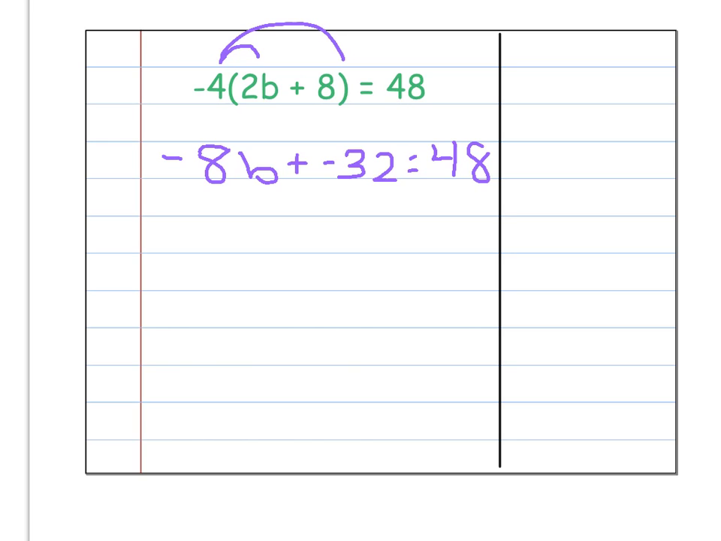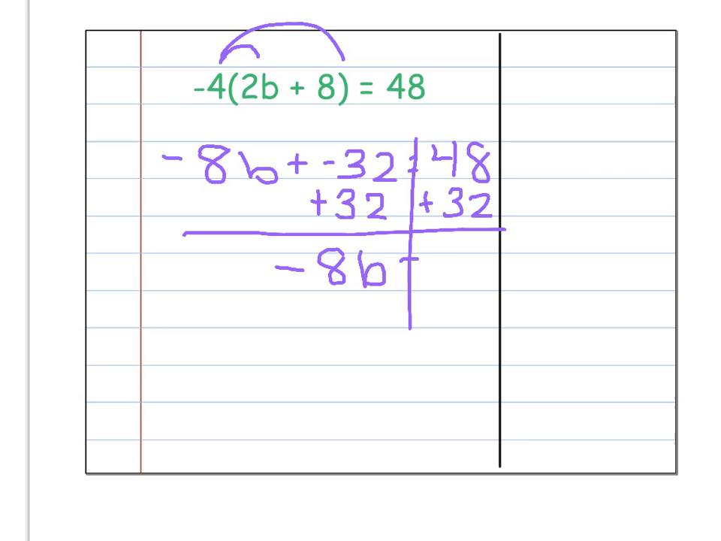So now I'm going to solve the equation. I need to get the b by itself, so I'm going to get rid of this negative 32 and bring it to the other side. So negative 32 plus 32, and to keep the sides equal, I'm going to add 32 on this side. And on the left side, I would have the negative 8b left. And then on the right side, when I add it up, I'm going to get 80.